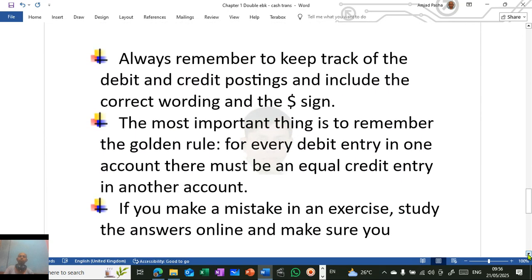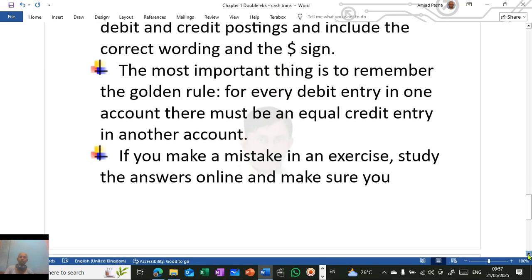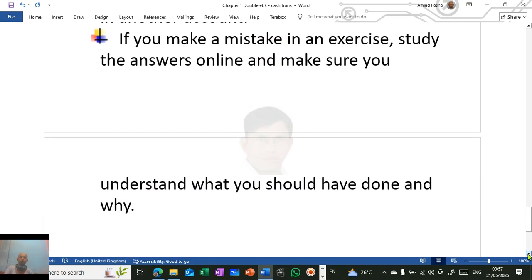Always remember to keep track of the debit and credit postings and include the correct wordings and the dollar sign. So you have to write the currency sign also. The most important thing is to remember the golden rule: for every debit entry in one account, there must be an equal credit entry in another account. If you make a mistake in an exercise, study the answers online and make sure you learn everything, so you understand what you should have done and why. Ultimately you have to understand whatever you're doing.